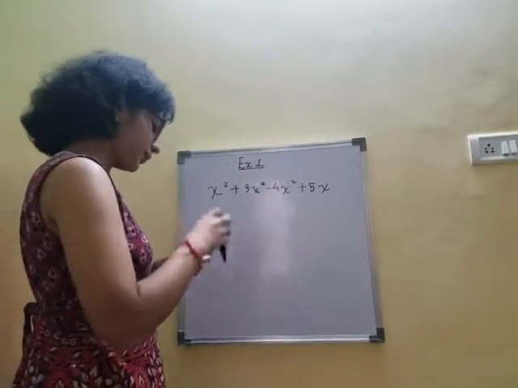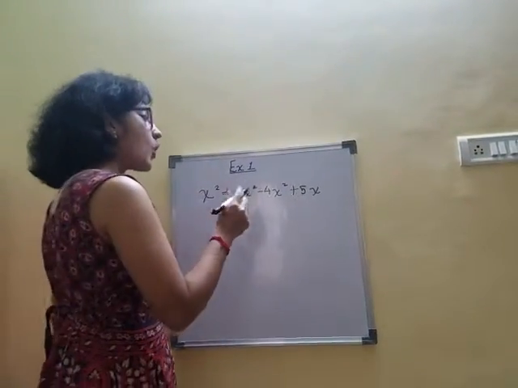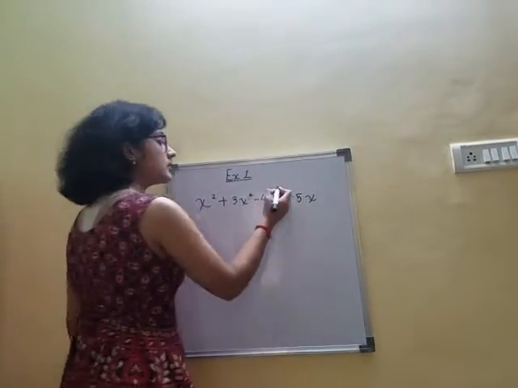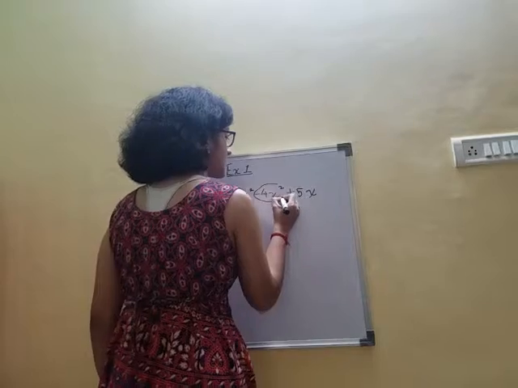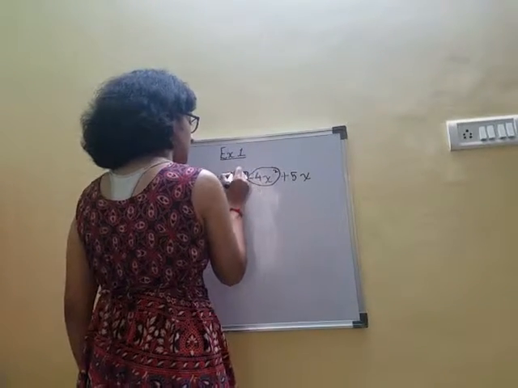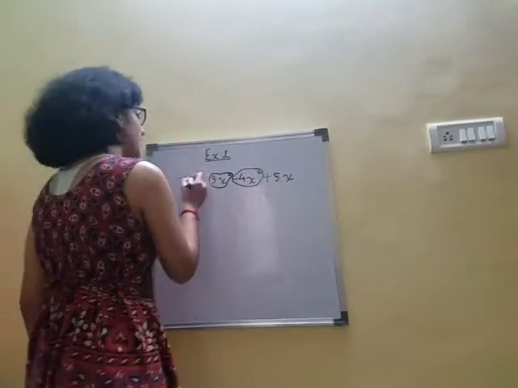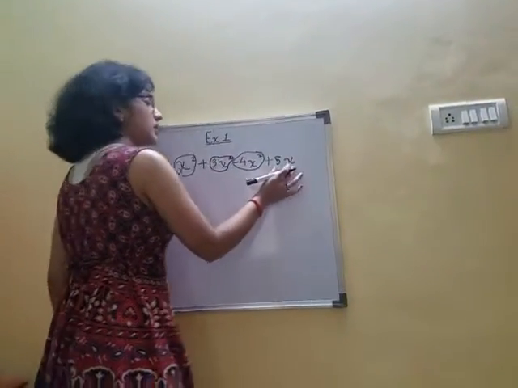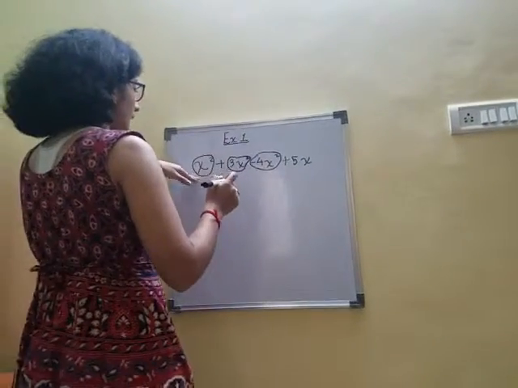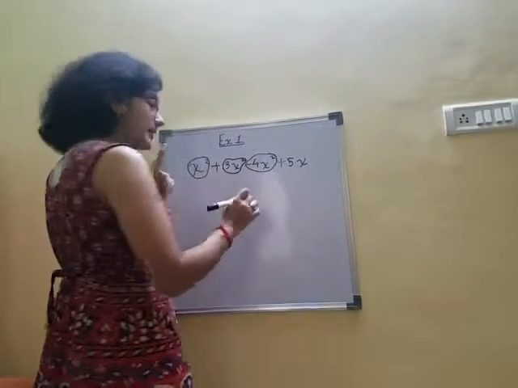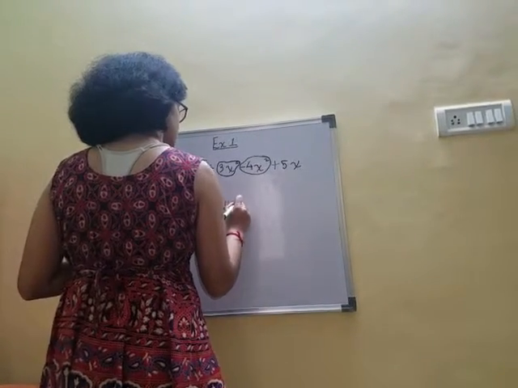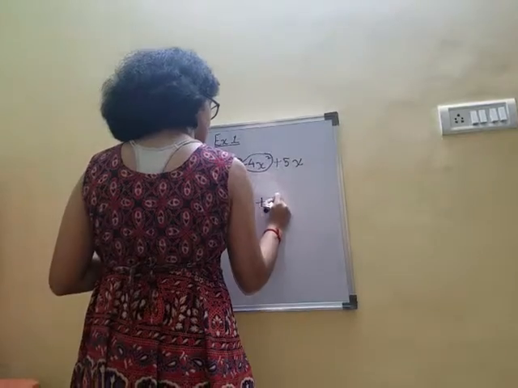This is very straightforward. My trick for this one will be always circling the like terms with their negative or positive symbol. So for example, 4x squared has a negative symbol in it. 3x squared, I'm going to just circle 3x squared because it's positive, so it doesn't make any difference. X squared, this is a loner, I'm not going to circle it. So x squared plus 3x squared is 4x squared, minus 4x squared plus 5x.